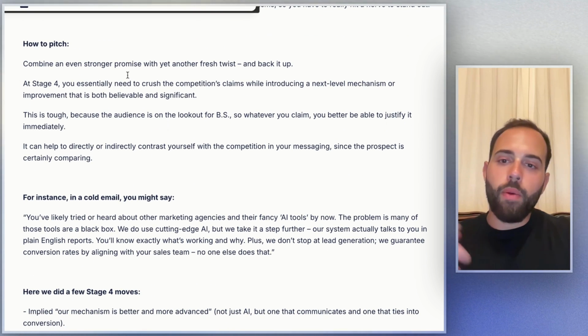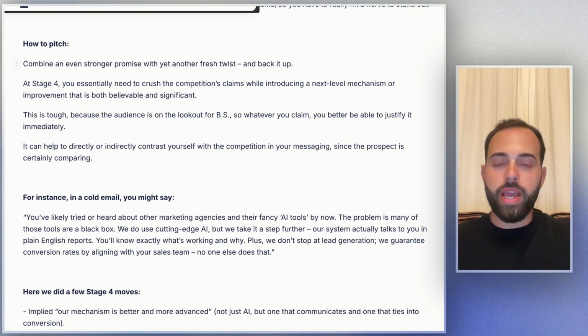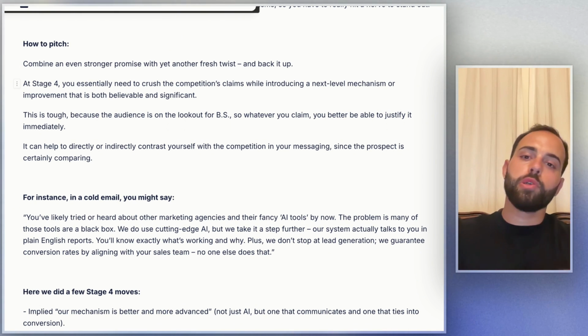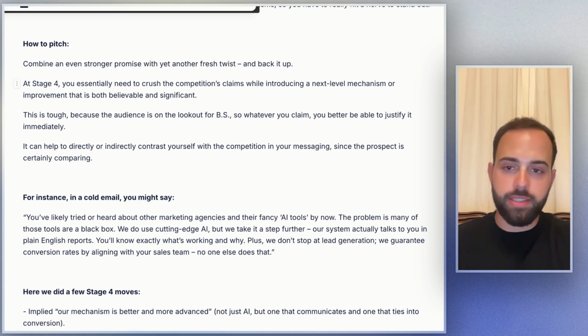So what you need to do now is you need to combine a stronger promise with a new fresh twist, and then you also need to back it up with social proof. At stage 4, you need to crush all your competitors' claims and you need to introduce the new mechanism. And then you also need to back it up with evidence and social proof and testimonials.